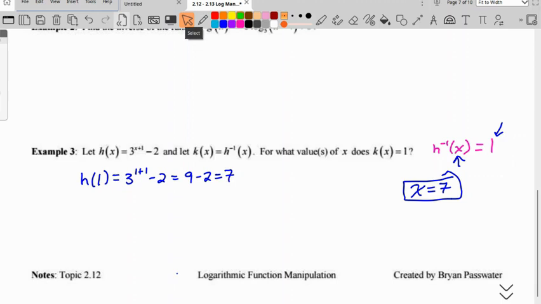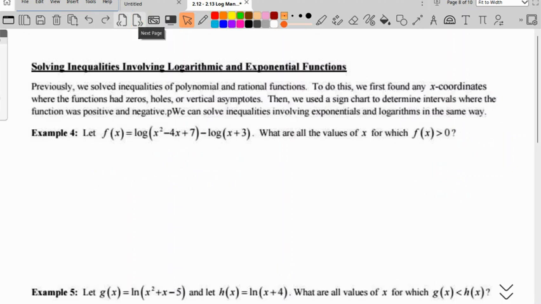All right, so let's talk about inequalities. And here's where we're going to get to do some robust work. So we ready? All right, so previously we solved inequalities of polynomials and rational functions. To do this, we first found any x-coordinates where the function had zeros, holes, or vertical asymptotes. Then we used a sign chart and we tested each interval of the domain. Do you guys remember that?